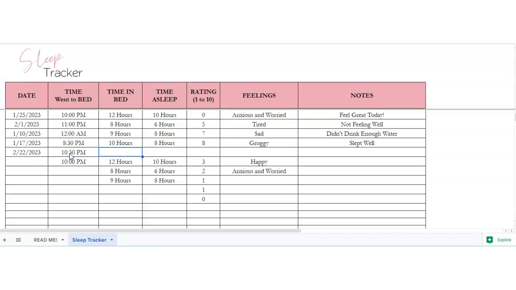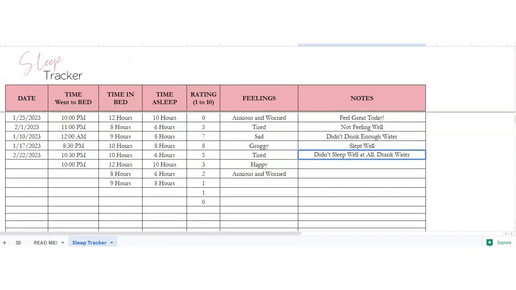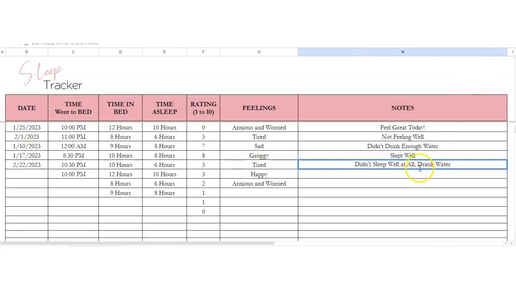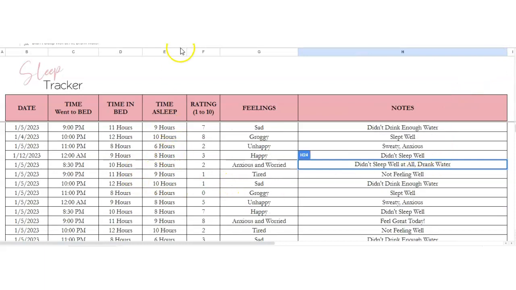And then time in bed, so say you spent 10 hours in bed, but you only slept 6 hours. The rating was a 5. I felt tired, and then didn't sleep well. Drink water. So you can put any notes, and if you need to, extend this note section out, just for more room for notes. So that's it.